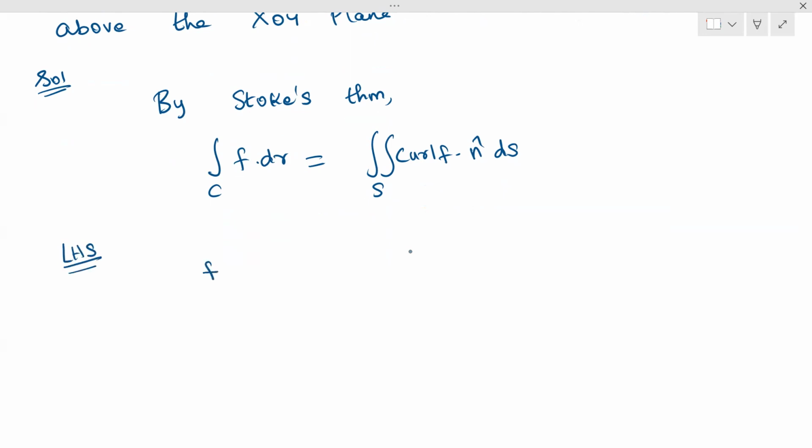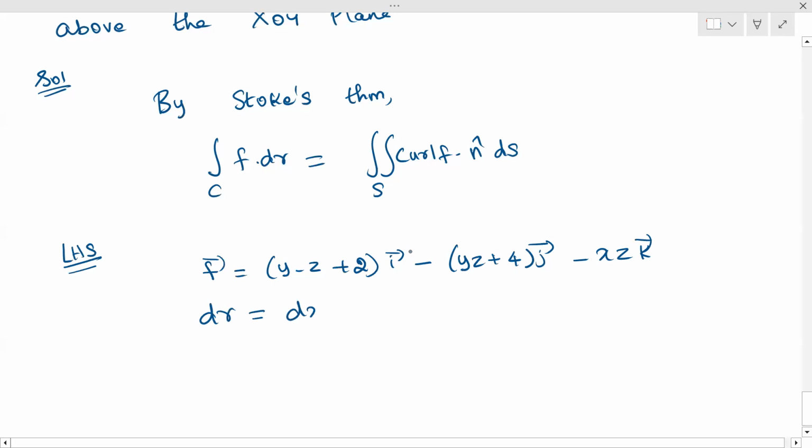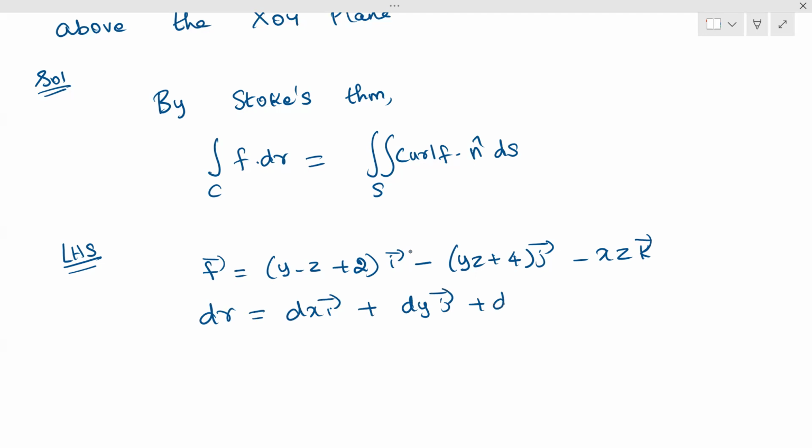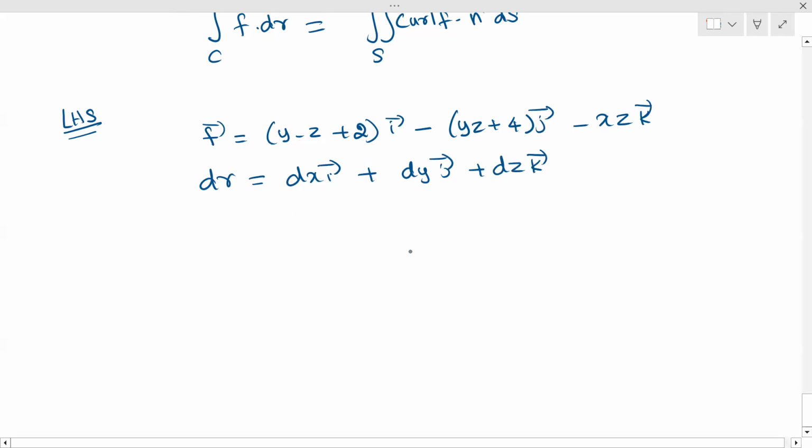Here, what is the F vector they have given? F vector is (y minus z plus 2) i minus (yz plus 4) j minus xz k. So dr, what do we mean by dr? It means dx i plus dy j plus dz k. R vector is nothing but the position vector, which is equal to x i plus y j plus z k. From there we get our dr.